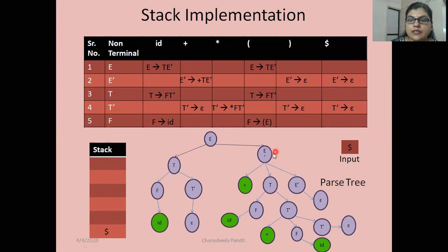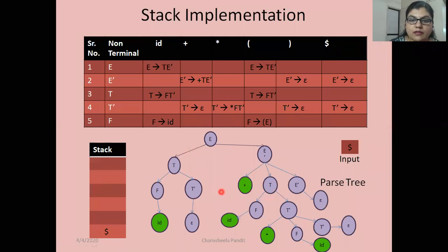Now after this you can see there is no non-terminal left, and this way the expansion of E is completely done, and you can see you got here id, this is epsilon. So we don't need to consider this. So you got plus, then id, then star, then id. So you got the input string id plus id star id, and here it is epsilon, so we don't need to consider it. So you can see with the help of this parsing table how the parse tree can get generated.